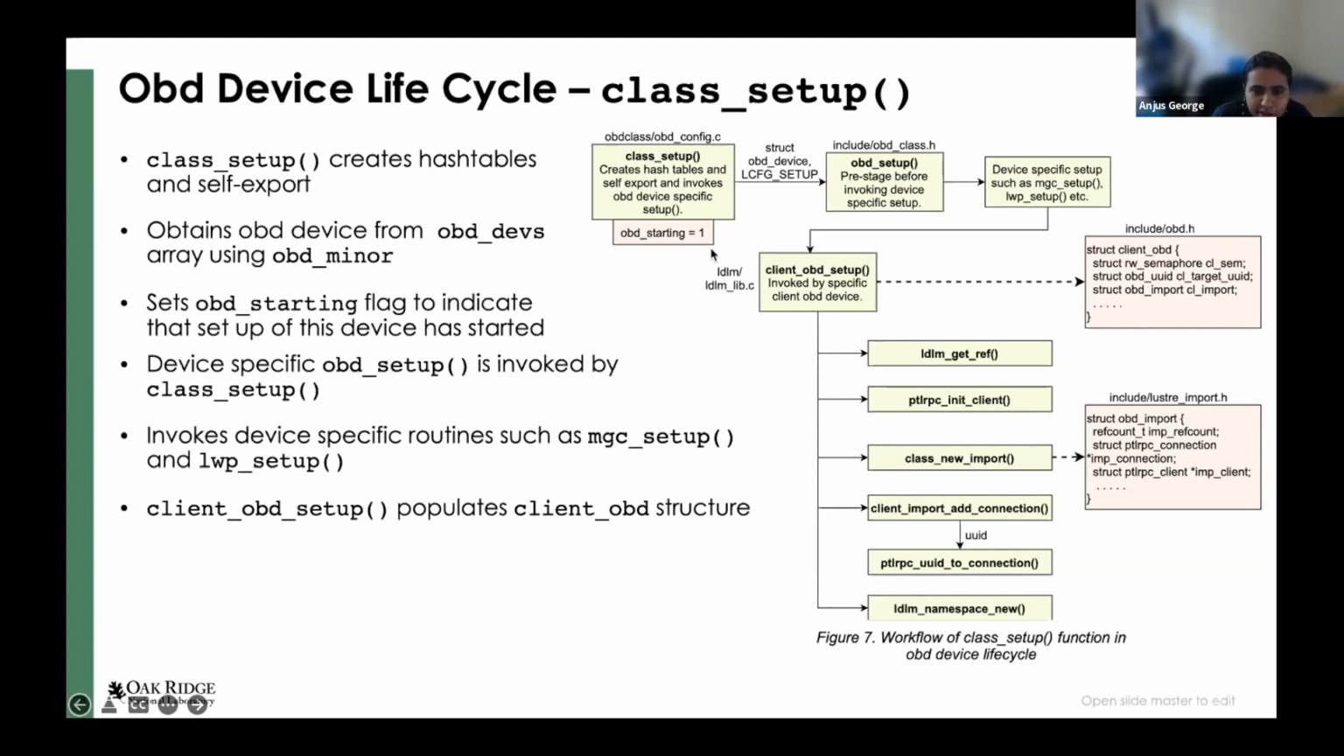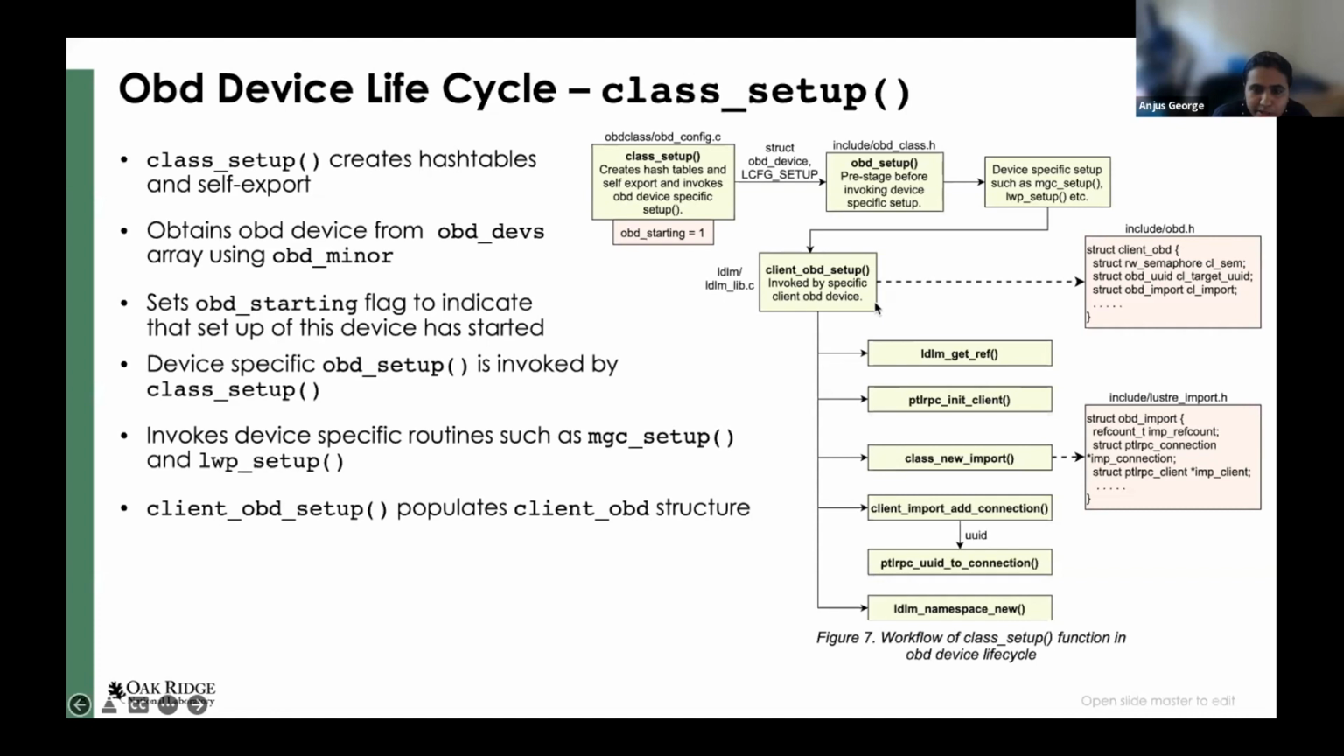A generic device setup function, OBD setup, is then invoked by class setup by passing the populated OBD device structure and the corresponding LCFG command, LCFG setup. OBD setup then invokes the device specific setup functions such as MGC setup, LWP setup, etc. All of these setup routines invoke a client OBD setup routine that acts as a pre-setup stage before the creation of imports for the clients.